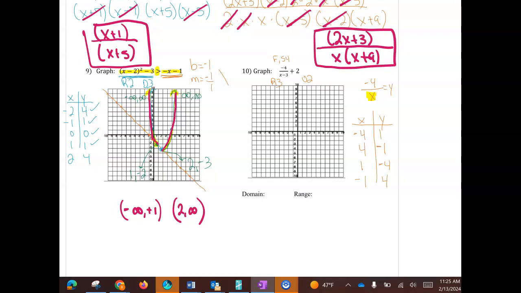So I'm going to go right 3. Remember that's x is 3, that's your vertical asymptote, up 2. So that's going to be your horizontal asymptote of y equals 2. And then I'm going to graph my points. So let's see, left 4, up 1, and right 4, down 1. And then right 1, down 4. And left 1, up 4. 1, 2, 3, 4. And then we got this shape.